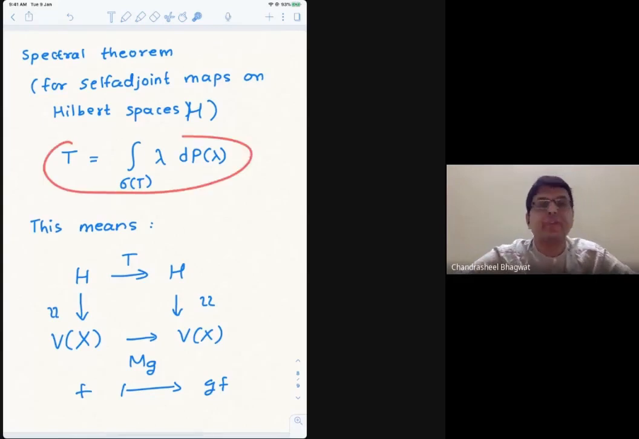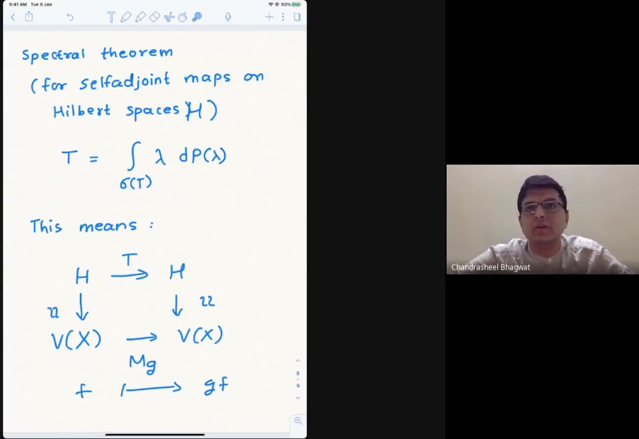So those who are in the 4th year BSMS now, next semester you are going to get a course called Functional Analysis, which I'm going to teach, and you will hear more about the spectral theorem there. Right now, let's not worry about infinite dimensional Hilbert spaces so much. We'll go to more interesting objects.